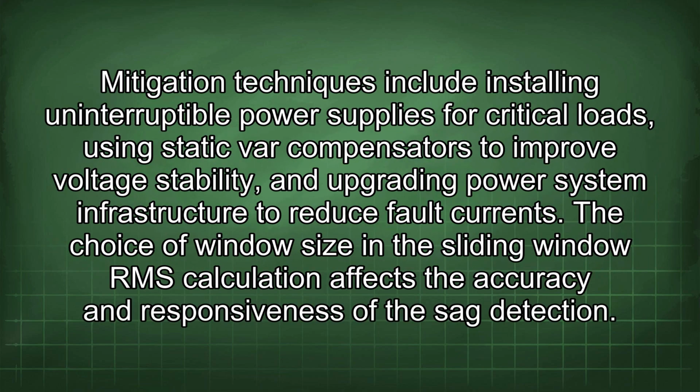Mitigation techniques include installing uninterruptible power supplies for critical loads, using static VAR compensators to improve voltage stability, and upgrading power system infrastructure to reduce fault currents. The choice of window size in the sliding window RMS calculation affects the accuracy and responsiveness of the sag detection.